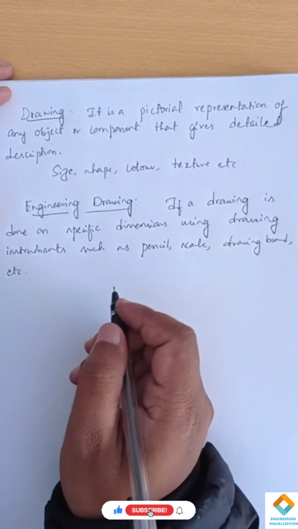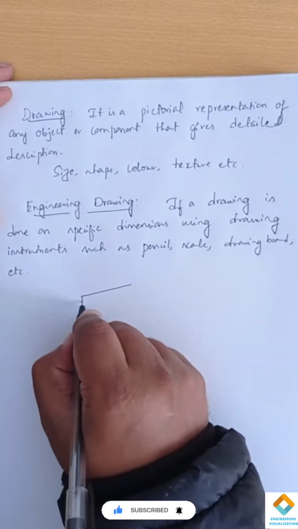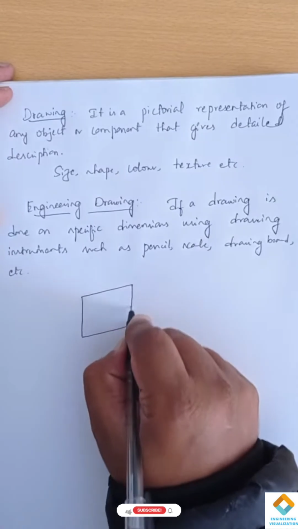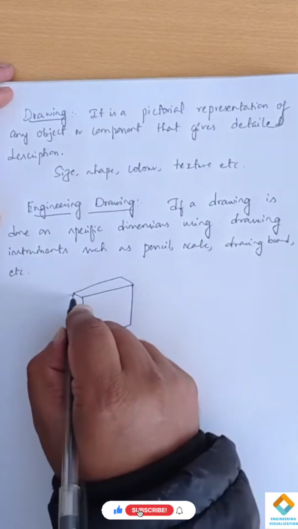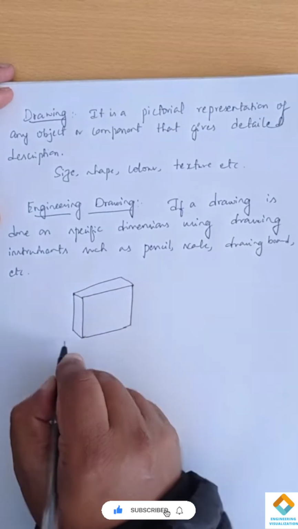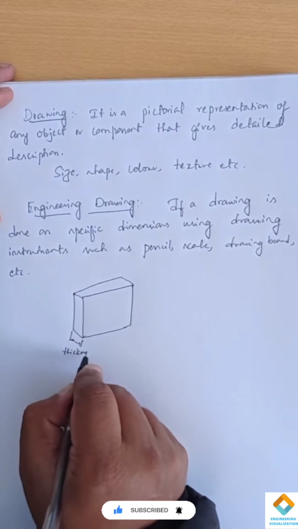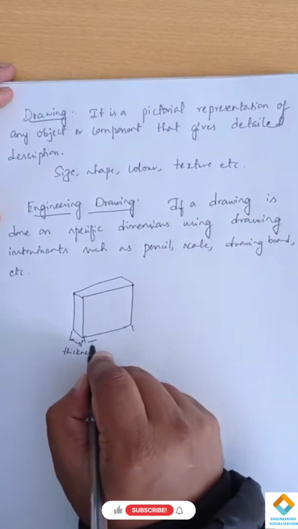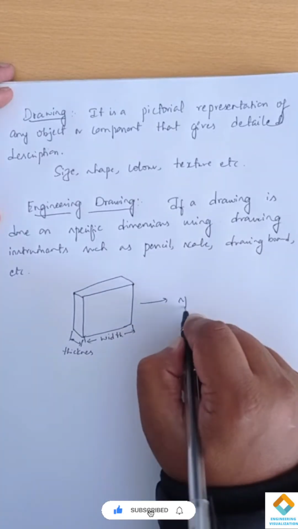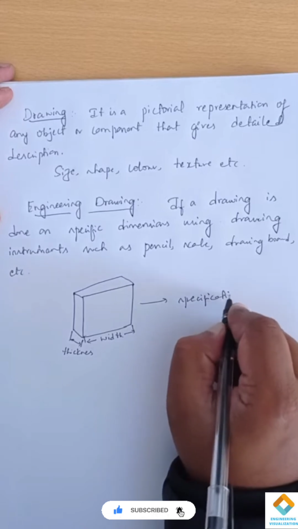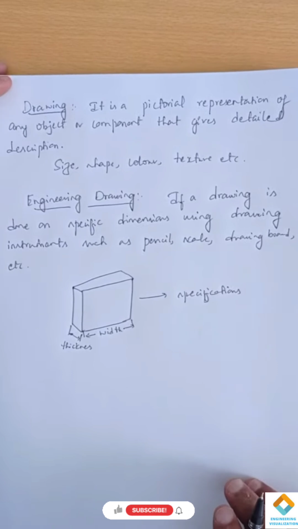dimensions. So if we have drawn any object or component in an engineering drawing, we will be able to get to know its width, its dimensions, everything. How much its thickness is, how much its width is, all the specifications. With respect to the specifications, we draw in an engineering drawing.